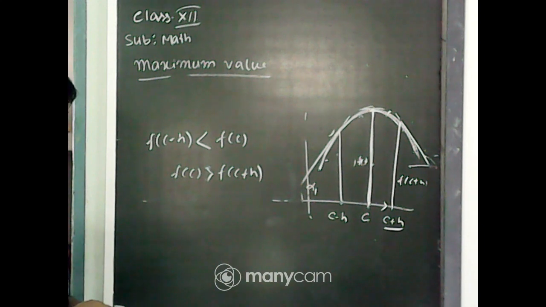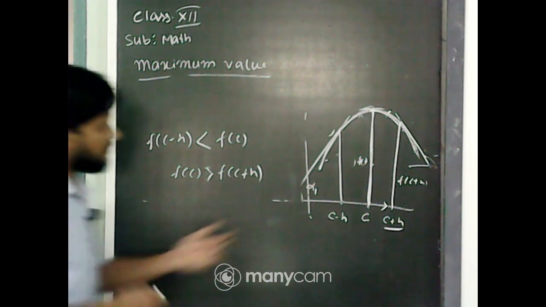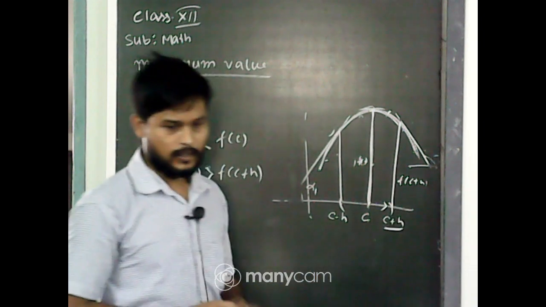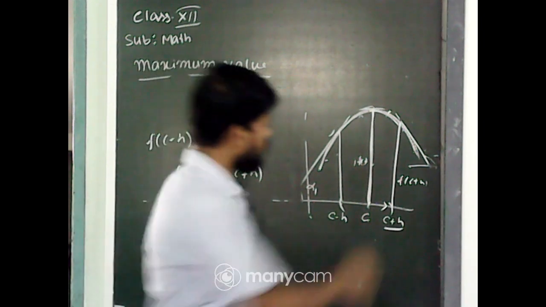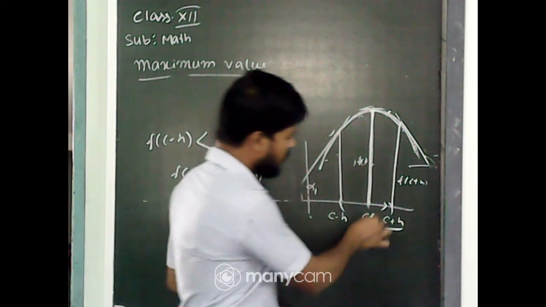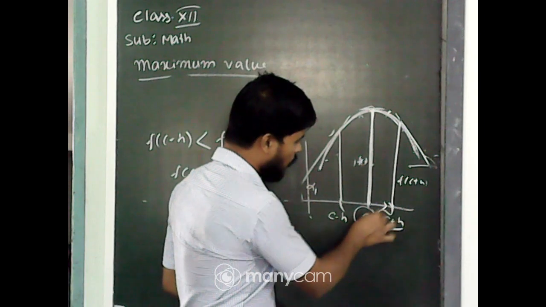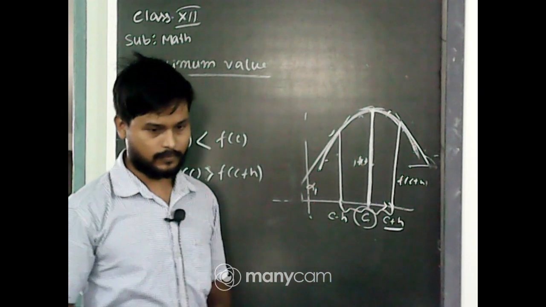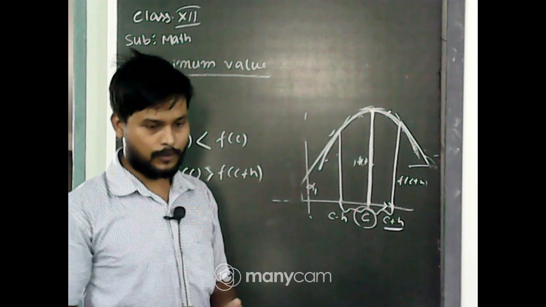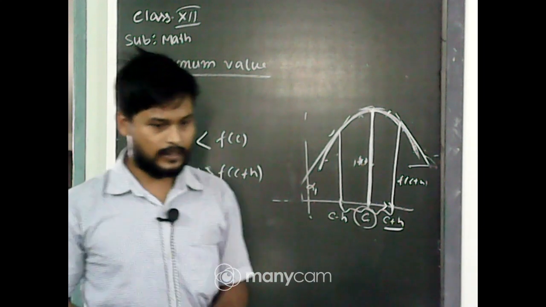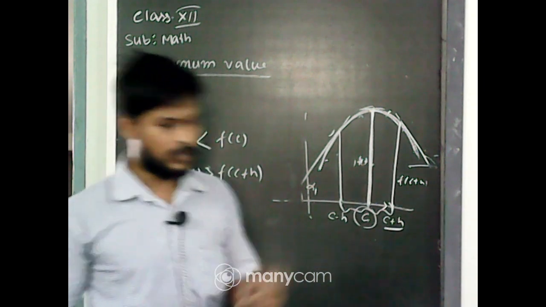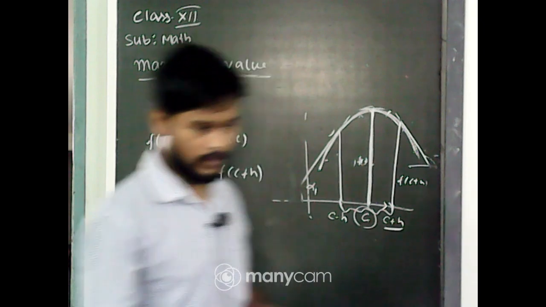Okay, f of c is greater than f of c plus h, which means in this sub interval, in this neighborhood of c, the maximum value of the function occurs at x equal to c. In that case, the point c is said to be a local maximum point, meaning f of c has the maximum value rather than the other points on this sub interval. So we call it a maximum value.